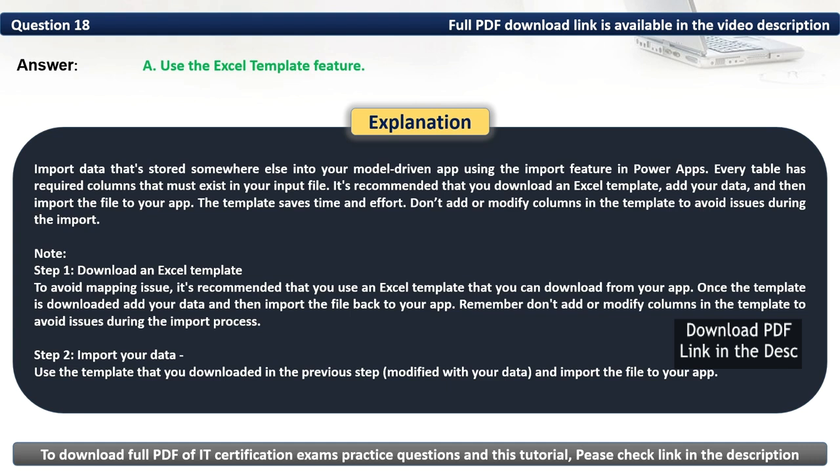Note: Step 1: Download an Excel template. To avoid mapping issues, it is recommended that you use an Excel template that you can download from your app. Once the template is downloaded, add your data and then import the file back to your app. Remember, don't add or modify columns in the template to avoid issues during the import process. Step 2: Import your data. Use the template that you downloaded in the previous step and import the file to your app.